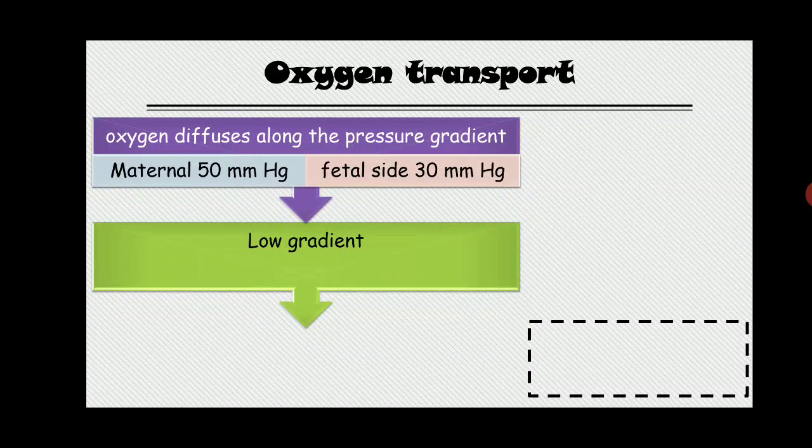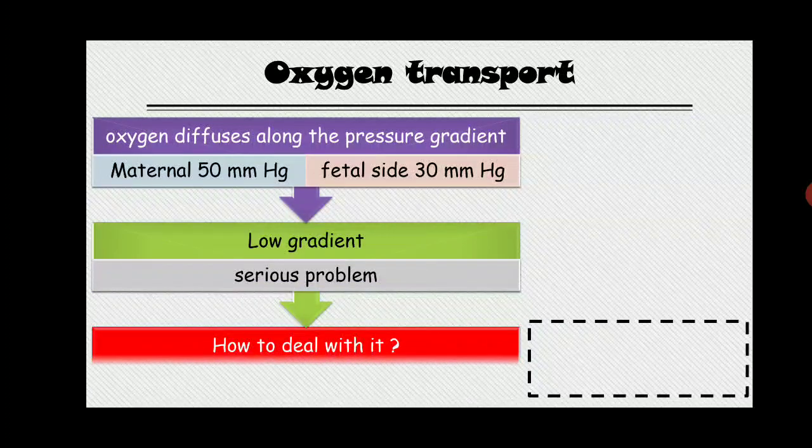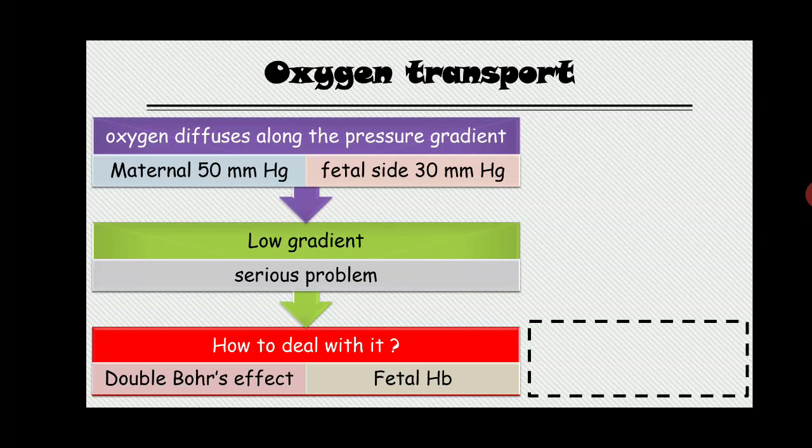So this low gradient is a very serious problem. How can we deal with this serious problem? We have to deal with it with two facilitatory or beneficial effects. One is the double Bohr effect, another one is the fetal hemoglobin. Now let's discuss the fetal hemoglobin first.